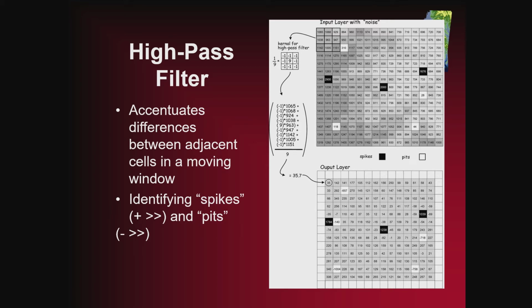Another operation that's oftentimes done is to accentuate the differences between cells. If we want to see where there are big differences in the data, we can do the opposite. Sometimes we refer to it as the opposite. But a high-pass filter accentuates the difference in the moving window. So what it does is the focus gets multiplied by 9, and the rest of the neighborhood gets multiplied by -1.